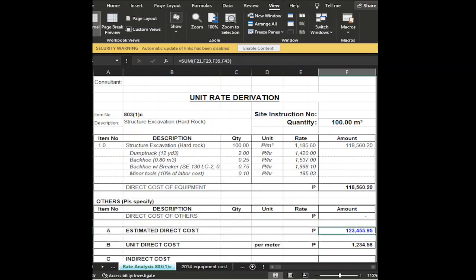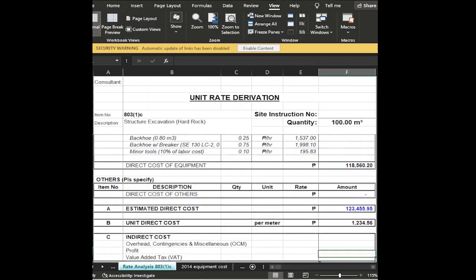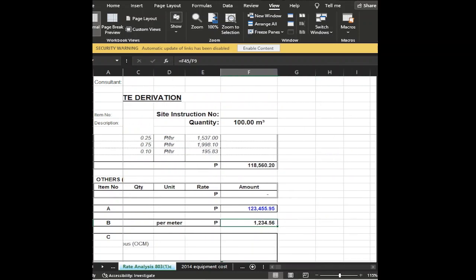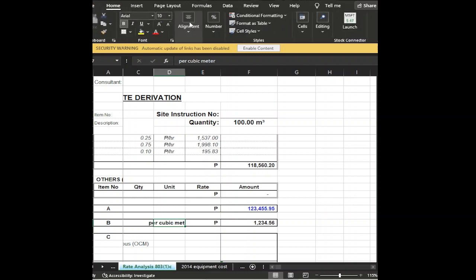The total direct cost is the total of the labor and the equipment. This one is 123, that is 4,895 plus 118, that is 123,000. If we get this direct cost, we need only to divide this one by 100 cubic meters. So this is the unit direct cost. This is 1,234 per cubic meter. This one, guys, is per cubic meter.